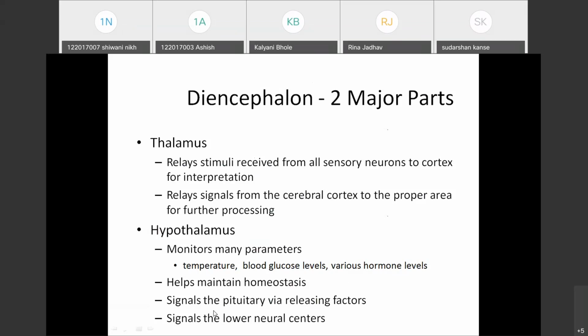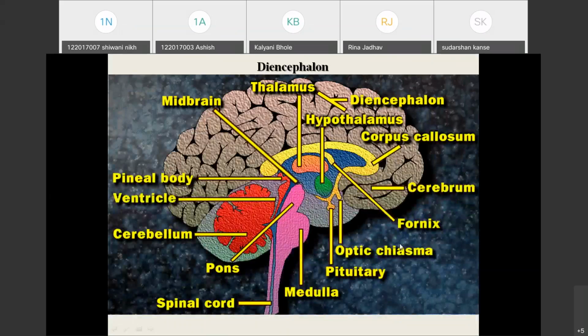Then it signals the pituitary. Pituitary is a kind of gland, so it gives a signal to this gland while releasing some biochemical factors. It signals the lower neural centers like the spinal cord and pons or the midbrain. So these are the functions of the hypothalamus. So this is the structure. This is the anatomy you can see here.